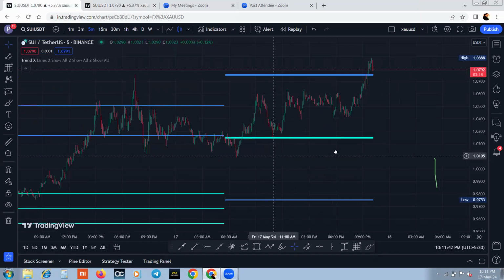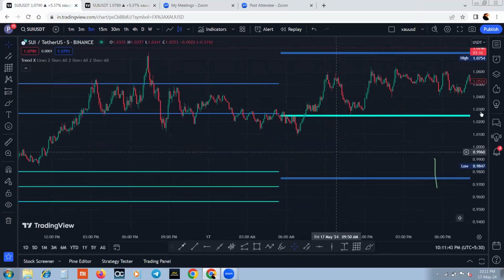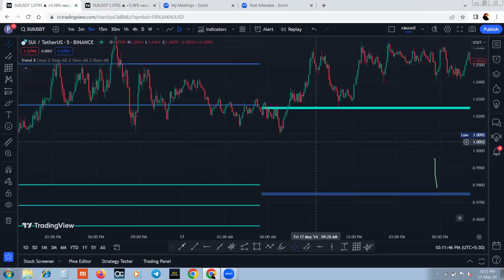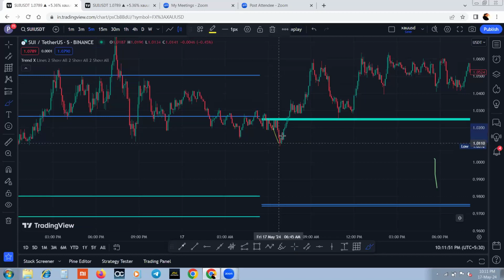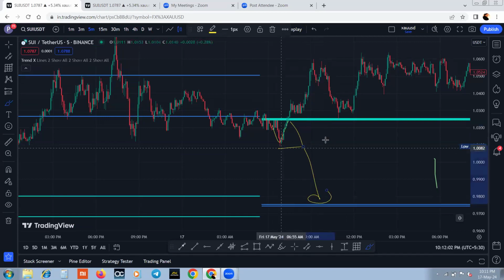See here, sir, I'll show you. Here we can say this is the day low, because the market started from here, and again it came back to this place. So this is the day low, confirmed, like in trend X. So if I take the trade, it should cross to travel here. It should cross.